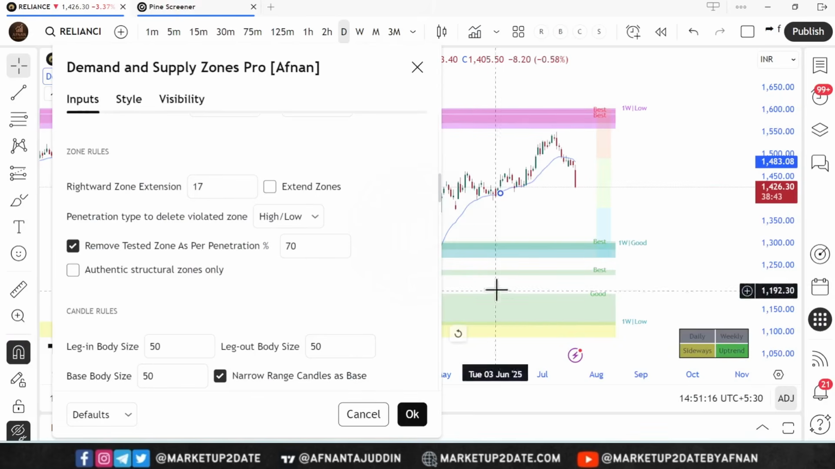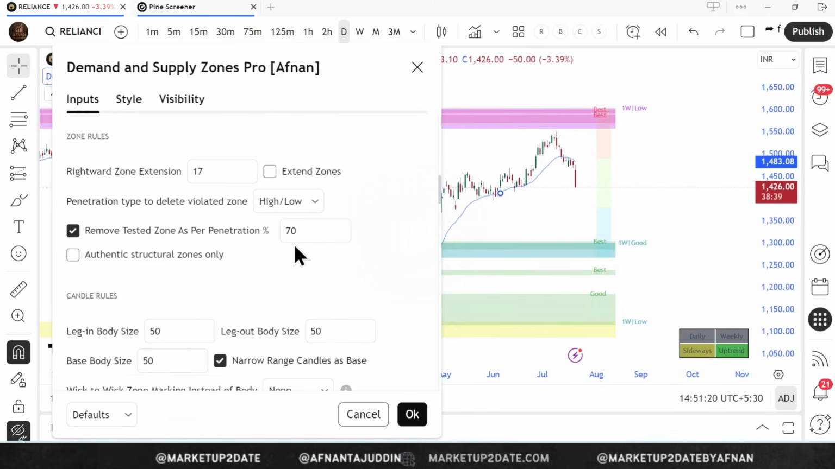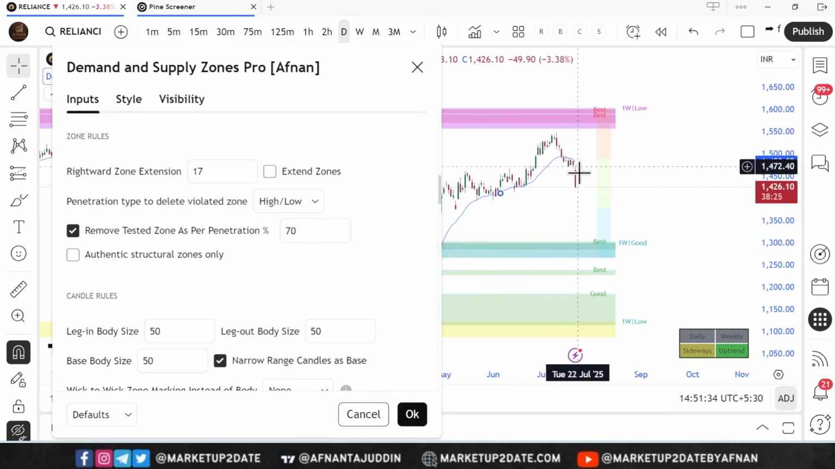Then we have remove tested zone as per penetration percentage. A fresh, untested zone is always the strongest. Once the price enters a zone, it starts to get used up as orders are filled. This setting automatically removes a zone once the price has retraced a certain percentage into it. The default is 70%.